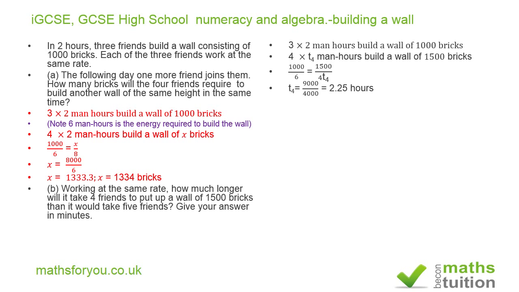Now similarly, for t sub 5, which is the time required for 5 men to build a wall with 1,500 bricks, the answer becomes 9,000 divided by 5,000. I will have an answer of 2.2 hours. Now the difference, t sub 4 minus t sub 5, will give us 0.05 hours or 3 minutes.